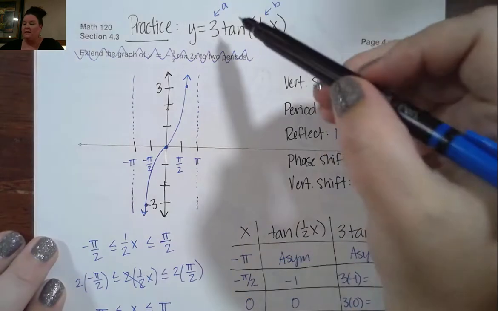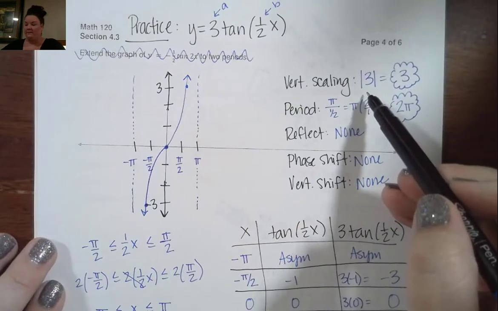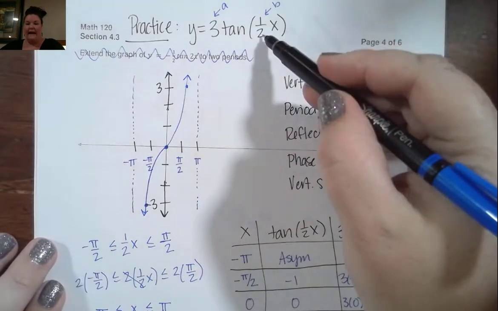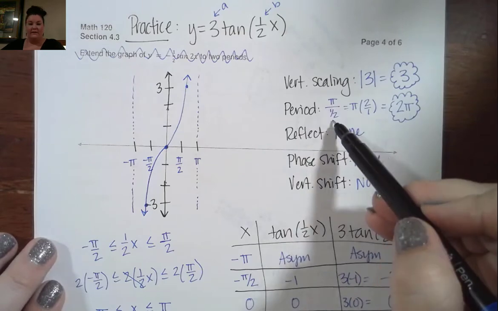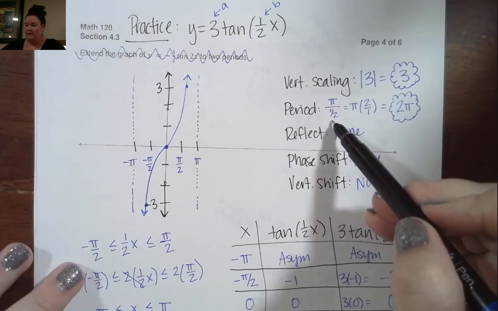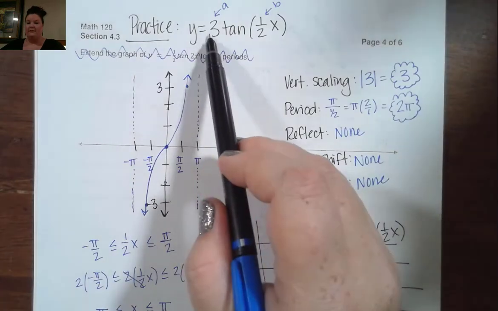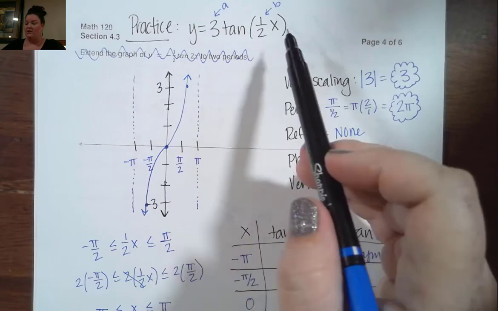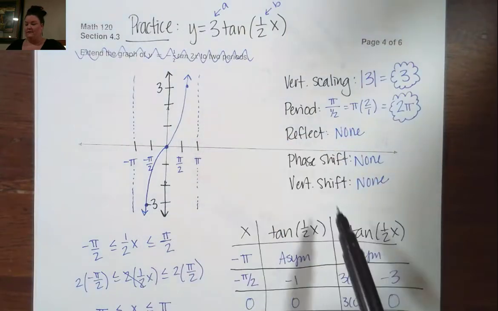We can see here that our A value is 3. That gives us our amplitude, or our vertical scaling. Absolute value of 3 is just 3, right? We can see that our B value is 1/2. So when we go to find our period, we do pi divided by the absolute value of 1/2, which is positive 1/2, which gives us a period length of 2 pi, right? Notice there's no negative out front, so that means no reflection. There's no adding or subtracting inside the function, so no phase shift. And there's no adding or subtracting outside the function, so that means no vertical shift.